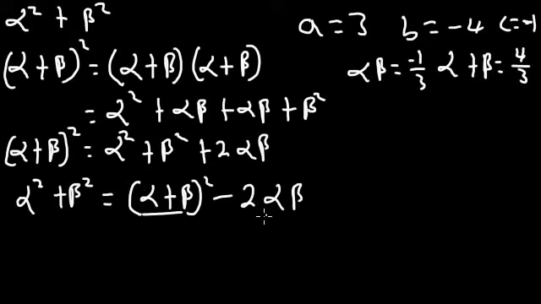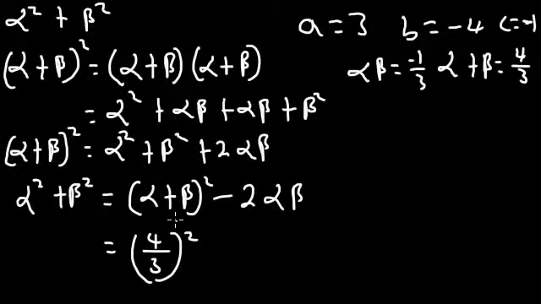Now these values are known, so we can substitute respectively. Alpha plus beta is 4/3. So we have 4/3 all squared. I hope you are getting what I'm trying to do. I just substituted alpha plus beta into this bracket, which is what we have right here. Good. So minus 2 alpha beta, where alpha beta is -1/3.